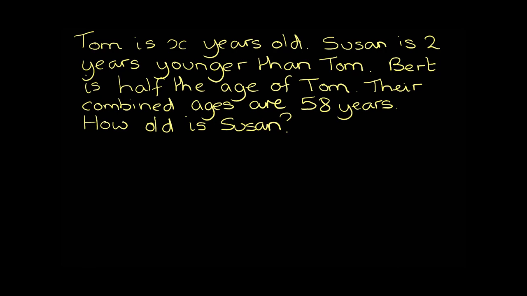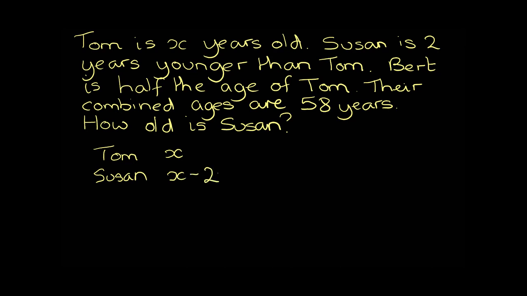So the first thing we know is that Tom is X years old. The next thing we're told is about Susan. Susan is 2 years younger than Tom. So if Tom was 10, we'd take 2 years off and we'd work out how old Susan is. So we're going to do that, but we're going to do it algebraically. So instead of 10 take away 2, it's going to be X take away 2. That's going to tell us how old Susan is.